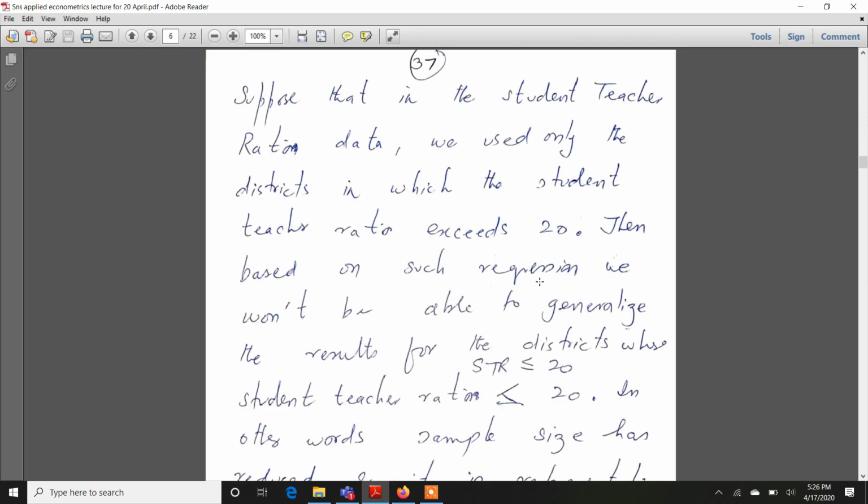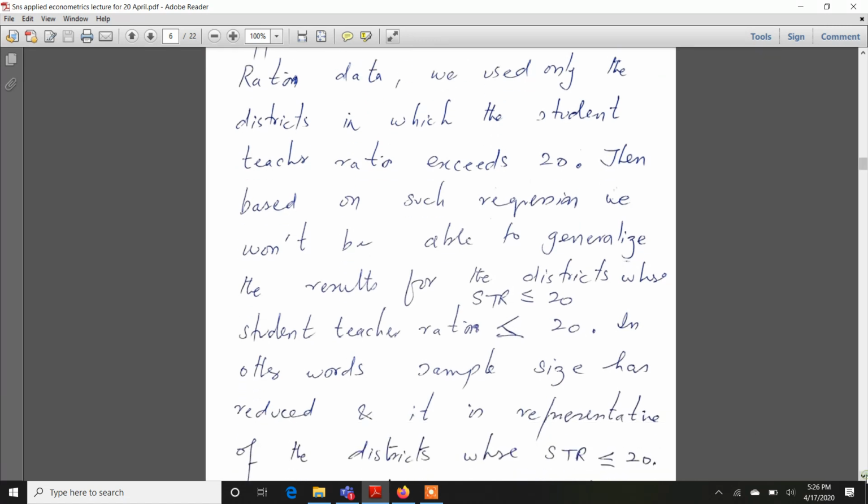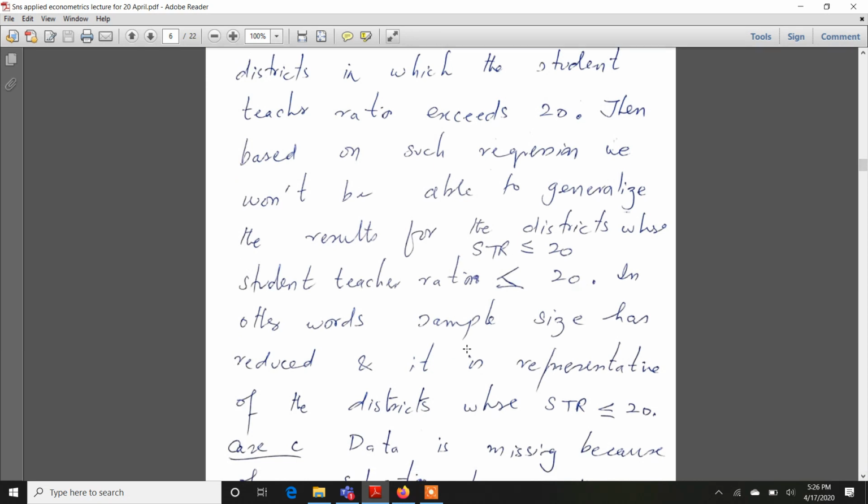Based on such a regression, we won't be able to generalize the results for the districts or schools where the student-teacher ratio is less than or equal to 20. In other words, my sample size has once again reduced. Why? Because whenever I apply a filter, you see I applied this filter: the student-teacher ratio exceeds 20. So I have sacrificed some data. Some of the schools or districts where the student-teacher ratio was less than 20, I have deleted those observations.